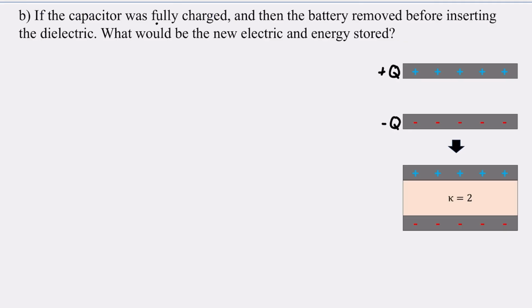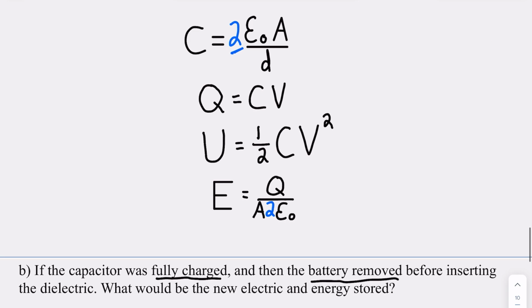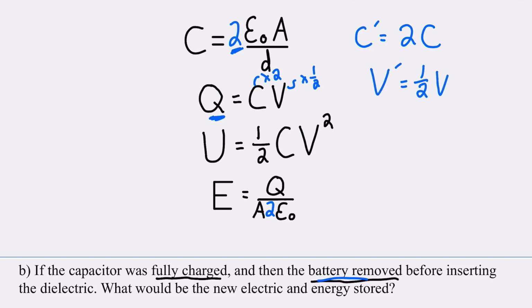In the last part here, the capacitor is fully charged, and the dielectric is inserted after the battery is removed. In this case, the charge on the plates has nowhere to go, so the charge will remain the same, and then everything else can change. So when it comes to the variables, the dielectric constant of 2 means that the capacitance, again, doubled to twice the original capacitance. And now without the battery, the charge has to stay the same. So if the capacitance is going to double in order to keep the charge the same, the voltage is going to have to halve. So the new voltage is 1/2 the original voltage.